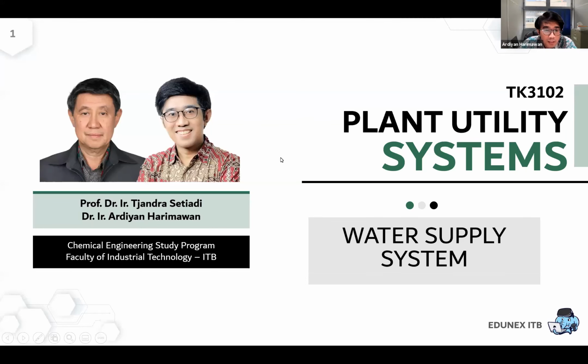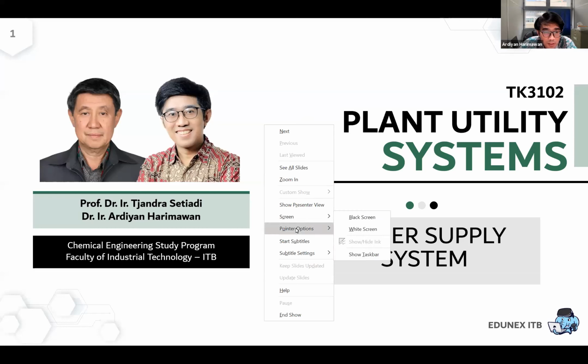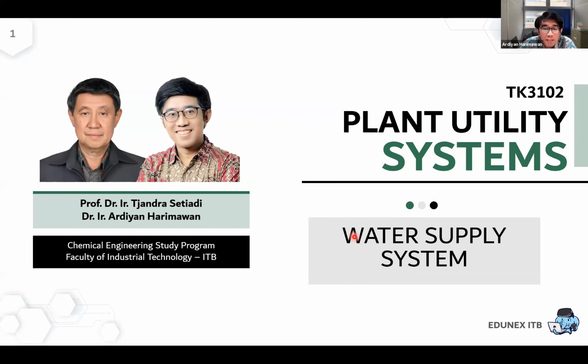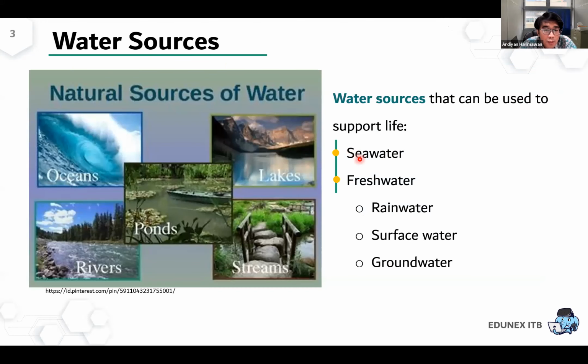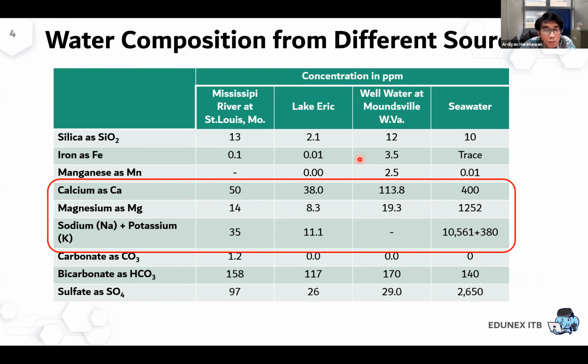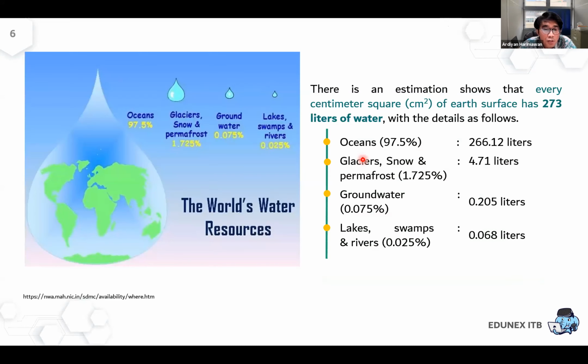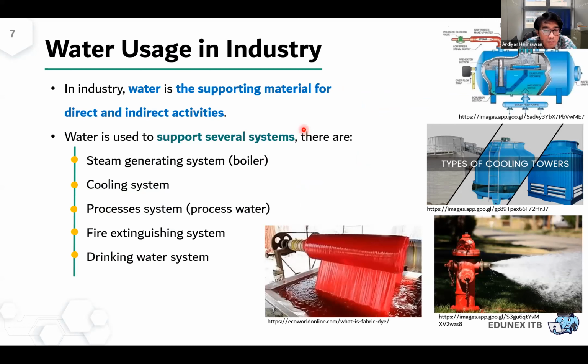Okay, I think for today's session, we will still discuss how we can supply water as part of the utility system. Previously, we discussed in brief the water cycle, and the general characteristics of water from different sources. We also discussed briefly the purpose of water usage in industry.